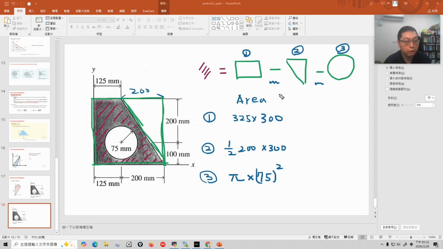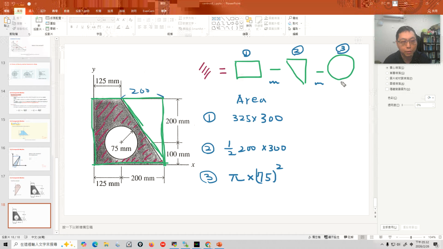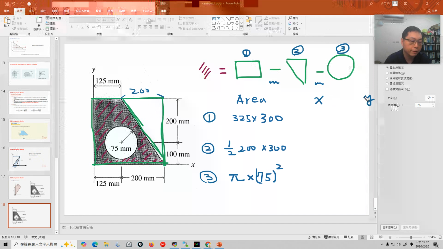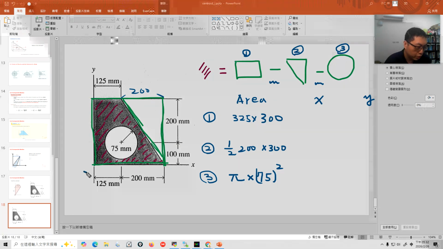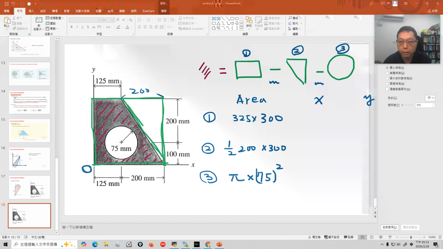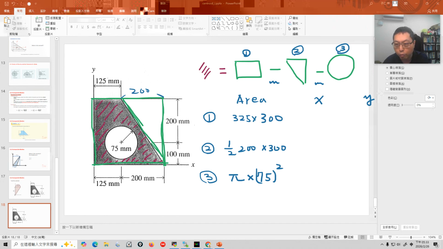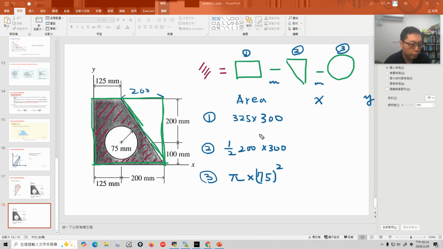Now let's find the centroid coordinate of each part, x and y. It's a 2D system, so it only has two axes. For this problem, the coordinate system is already given. The origin is here. Maybe I should make it more clear: this part is the origin.